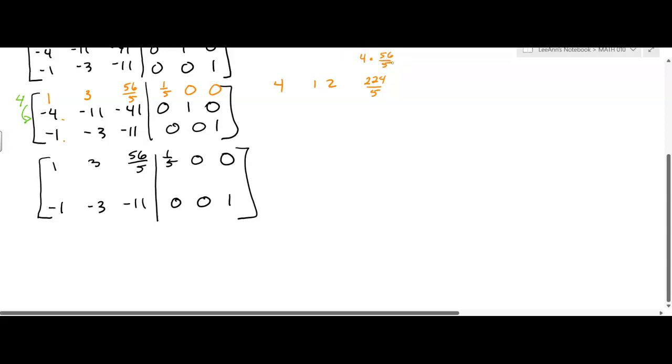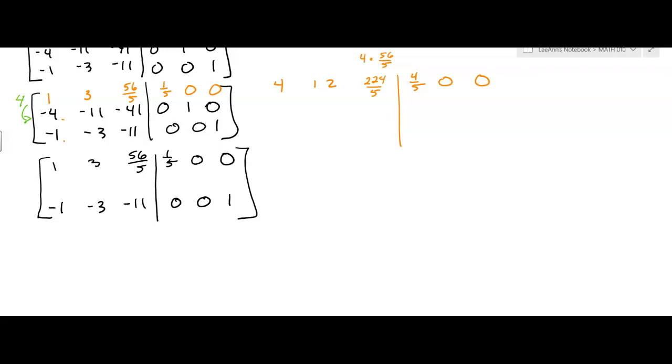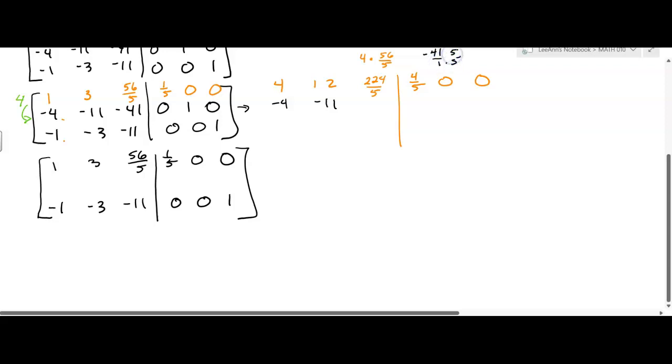I think it's good I'm writing it out for you so you can see it. Then I'm getting 4/5 and then 0, 0. And then I want to add that to this row: negative 4, negative 11, negative 41. I'm going to have to make that into fifths, right? Negative 41 over 1 times 5 over 5. I have to get a common denominator. I'm kind of looking ahead here. So what is that? Negative 205?